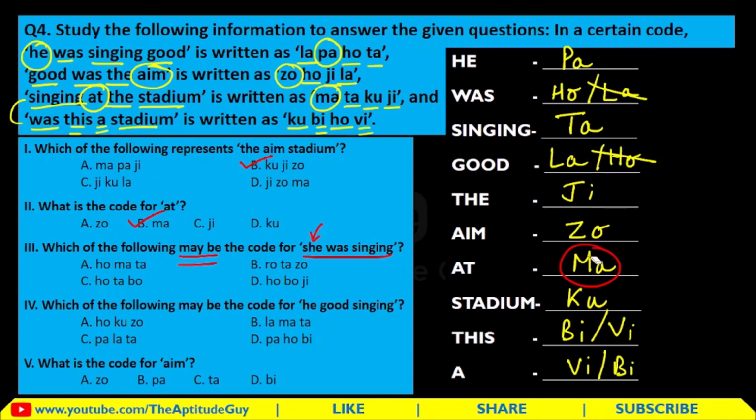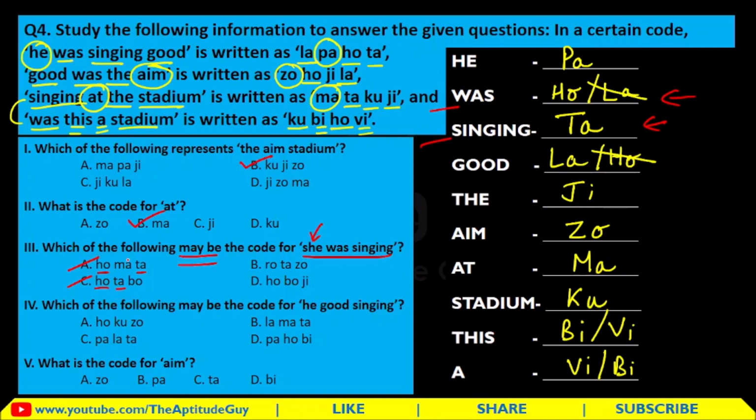We know the codes for was and singing. Alright, was and singing. We have ho and we have ta. Now the problem here is option A and option C. Both of them have ho and ta. So which one is wrong?